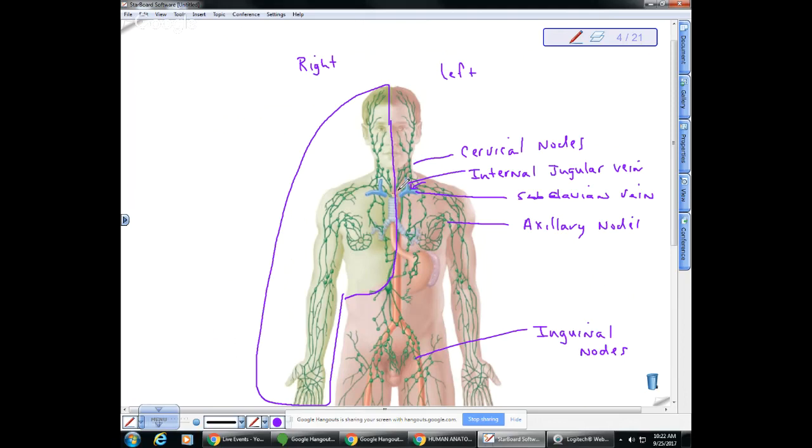Now this is kind of interesting. There's this big enlargement right here, which you don't need to know, but it's called the cisterna chyli. And only about half of the people have this larger enlargement here. So not everybody actually has this structure right there.